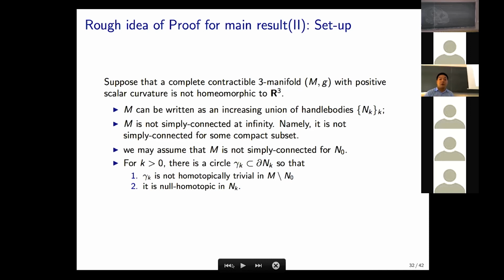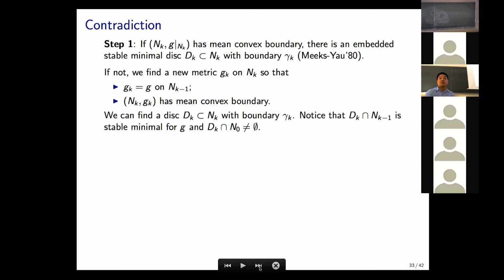Now we construct the minimal surface. If NK with the metric G restricted to NK has a mean convex boundary, where mean convex boundary means the mean curvature of the boundary is non-negative, then we can find an embedded stable minimal disk DK in NK with the boundary gamma K. This result is due to Meeks-Yau.